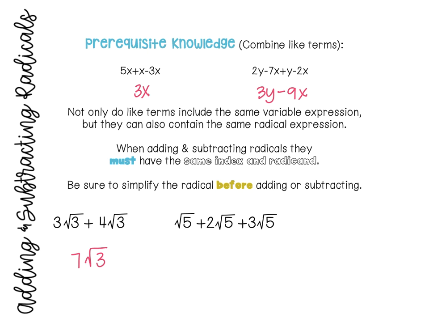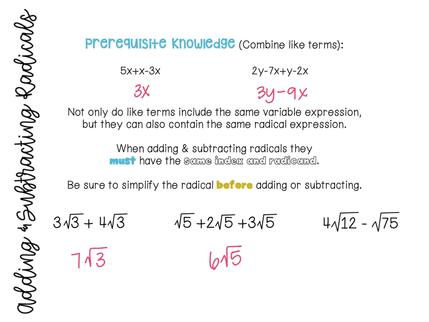If we look at another example, I've got the square root of 5 plus 2 square roots of 5 plus 3 square roots of 5. So you can almost just pretend that's x plus 2x plus 3x. And if I add those together, I get 6 square roots of 5 because 1 plus 2 plus 3 is 6.